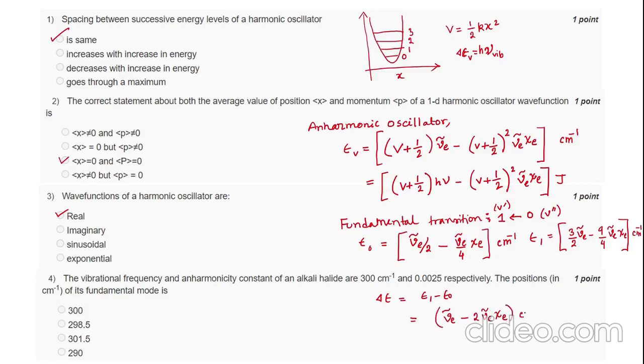So this is in centimeter inverse. So this value is given. No, not this value is given. You need to calculate this value. This ωe that is given. This is your ωe, that is the vibrational frequency, and this is your xe. This is given. So let us see what is coming as delta epsilon for the fundamental.